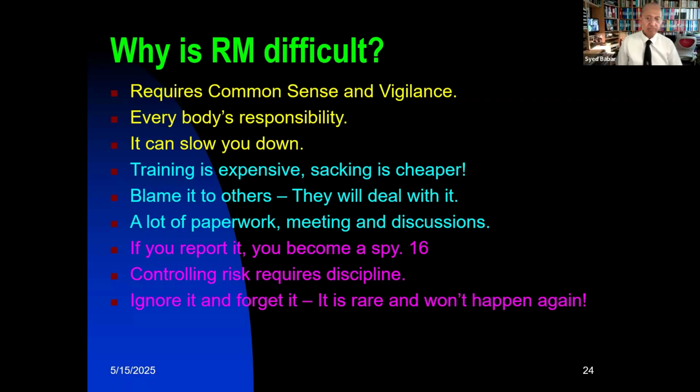You should report a risk management activity to a person in a position to challenge and to control it. So you're always looking for a senior person. Paternalistic attitude, such as if you ignore it and forget it, it's such a rare thing, it won't happen again. The matter will be forgotten.